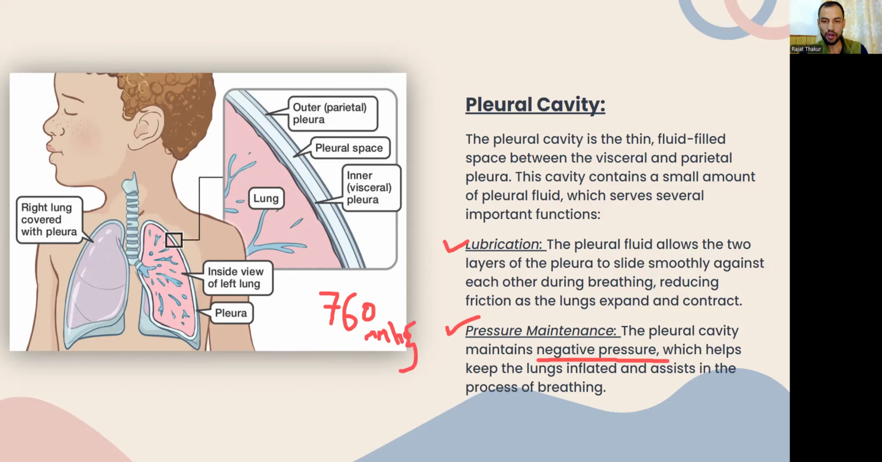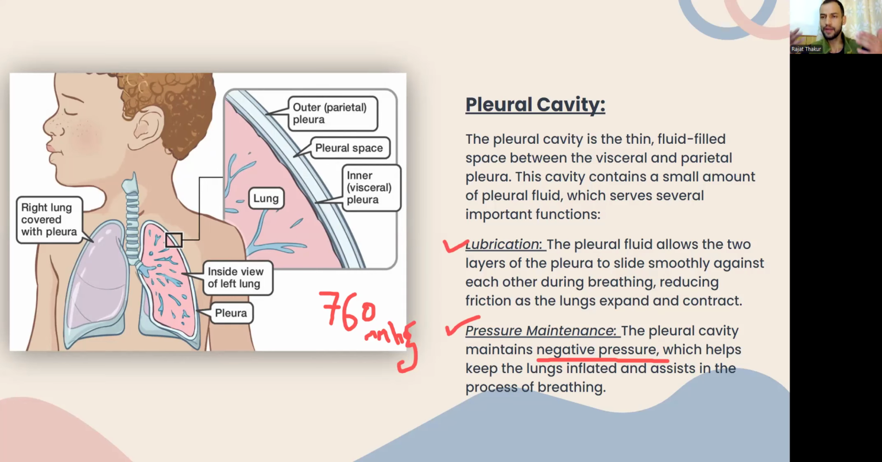mmHg stands for millimeter of mercury. Hg refers to the component mercury here. This ties back to the time when pressures were measured using a mercury meter. So 760 mmHg, 760 millimeters of mercury, is the atmospheric pressure outside.